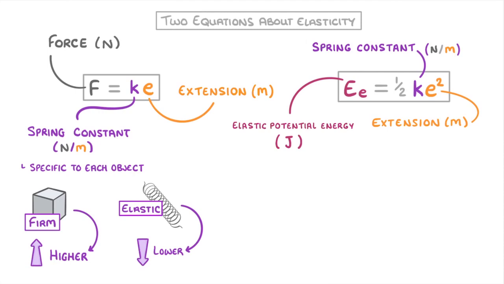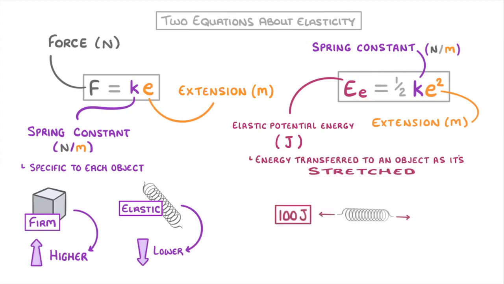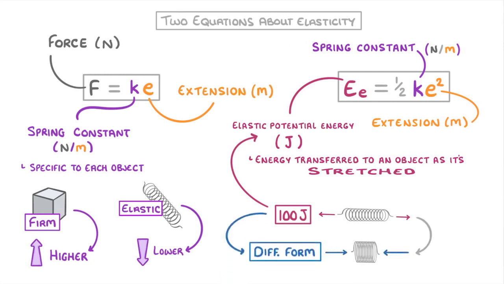You can think of elastic potential energy as the energy transferred to an object as it's stretched. So if you used 100 joules of energy to stretch a spring, then the 100 joules would be transferred to the spring's elastic potential energy store. And then when you let it go and it springs back, it will transfer that 100 joules back out to a different form, like kinetic energy.